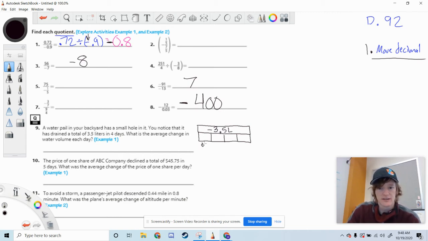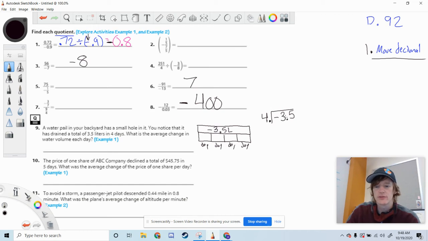So we've got a day here, we've got a day here, right? We want to break this into 4 different groups and find out if this happened over 4 days, what happened each day. So let's do negative 3.5 divided by 4 days. There's no decimal to move here. The decimal is in the right spot.